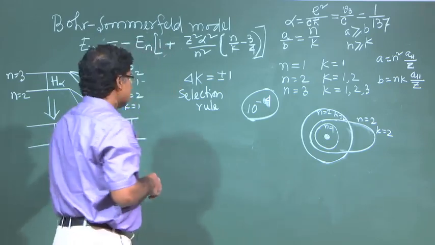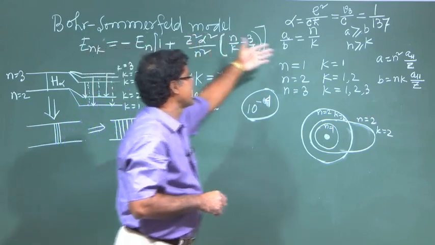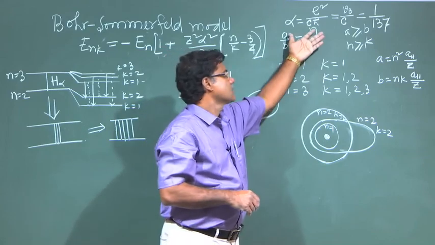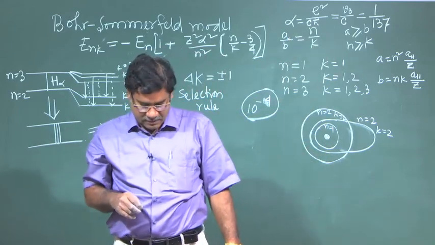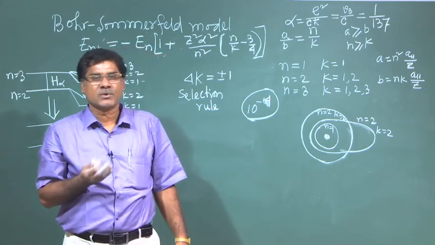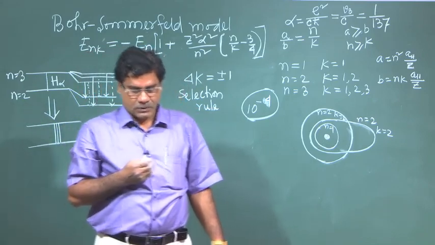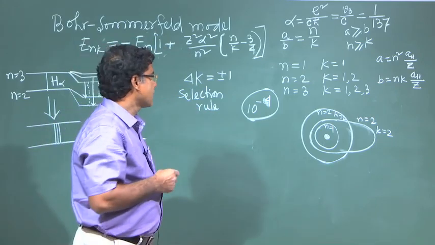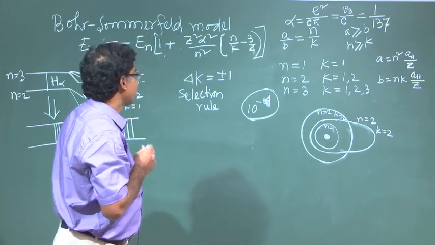So this result is indicating that whatever 2 quantizations we have considered and 2 quantum numbers we got, this principal quantum number and angular quantum number or azimuthal quantum number, there are some more quantizations. So that one has to consider, one has to find out.